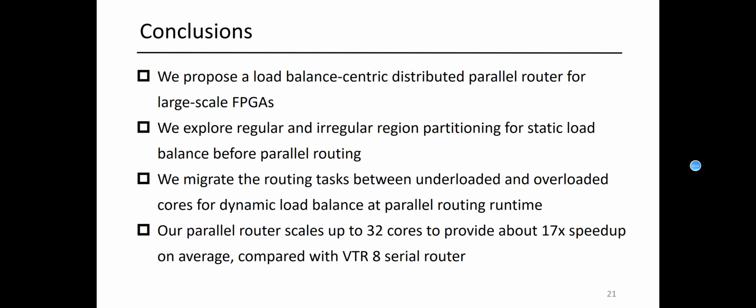At last, we give the conclusions. We propose a load balance-centric distributed parallel router for large-scale FPGAs. We explore regular and irregular region partitioning for static load balance before parallel routing. We migrate the routing task between underloaded and overloaded cores for dynamic load balance at parallel routing time. Our parallel router scales up to 32 cores to provide about 17 times speedup on average compared with the VTR8 serial router.